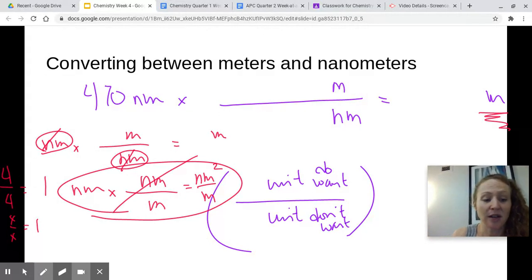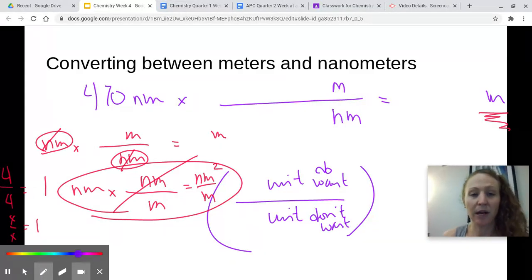Now that I know what unit I want on the top and the bottom, I need to put in numbers to make the top equal to the bottom, because remember, this is my conversion factor. It has to be equal to 1 so that I'm not changing the value of my measurement. I'm not changing the length. I start with 470 nanometers. I want to end with the same length, just in a different unit. I'm not going to change the value. I just want to change the units.